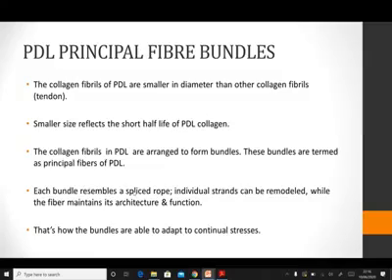And how is that happening? Because the fiber bundles, the individual strands of collagen within the fiber bundles, can be continuously remodeled while maintaining the architecture of the whole bundle and the function of the whole bundle.